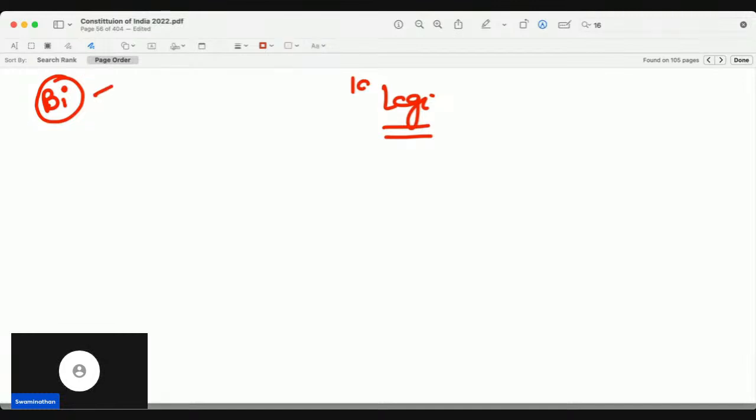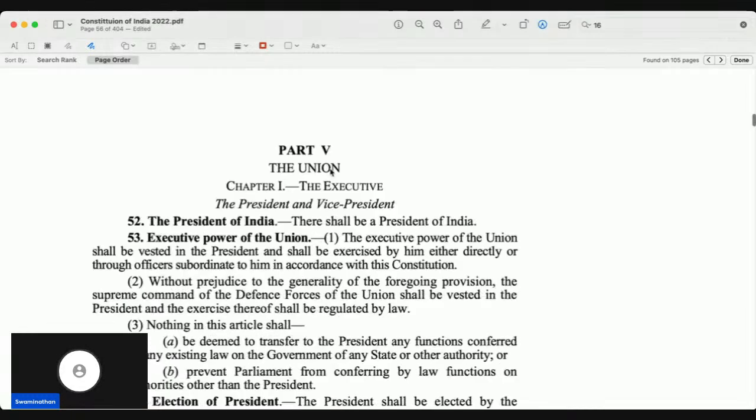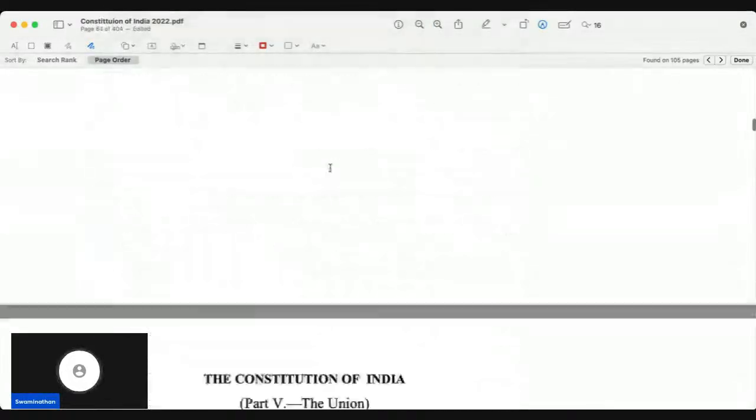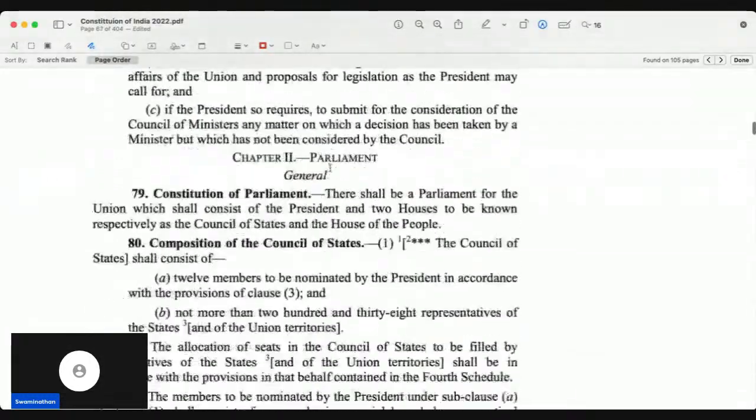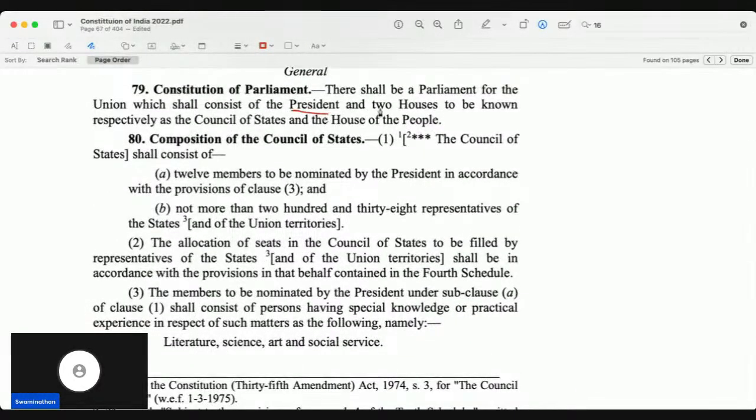One is Lok Sabha, and another is Rajya Sabha. So Council of States, that is called in English, and this is called House of People, right? So Lok Sabha is House of People, Rajya Sabha is Council of State, and the third element of Indian Parliament is the President. So under Article 79 it says that Parliament of India shall consist of President and the two houses which are known as Council of State and House of People, right?